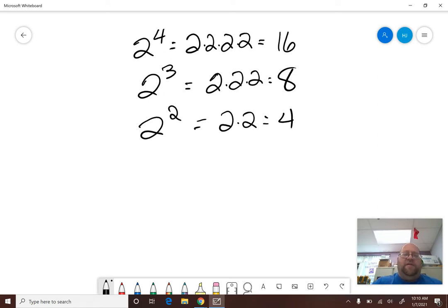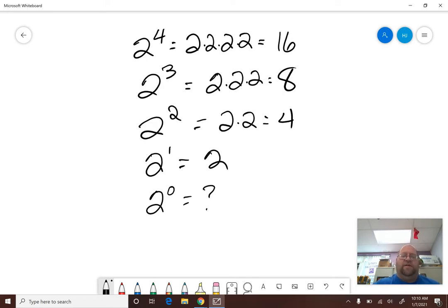So now let's move the other direction. Let's say 2 to the first power. What am I really saying? I'm saying I'm just going to repeat this base of 2 one time. So really, the answer there is just 2. So what happens when I do 2 to the 0 power?